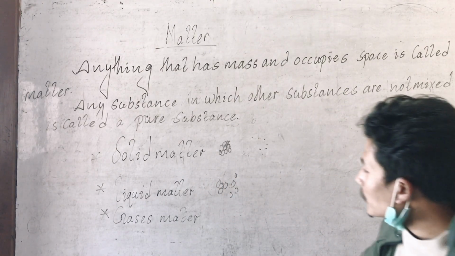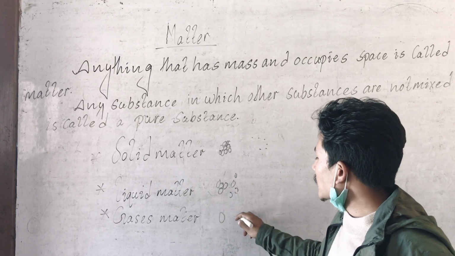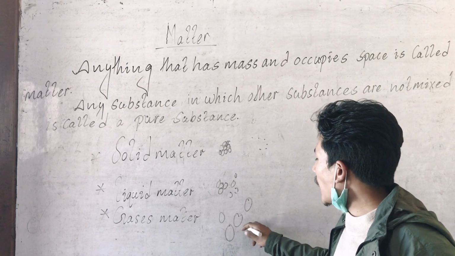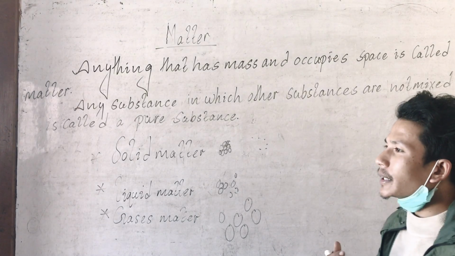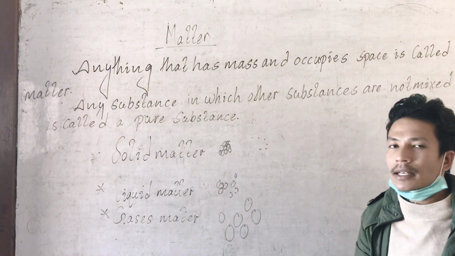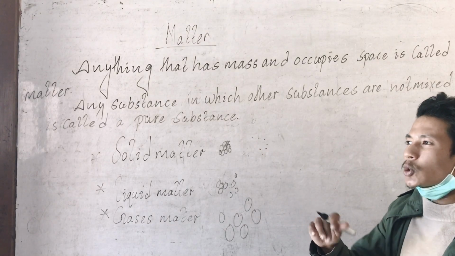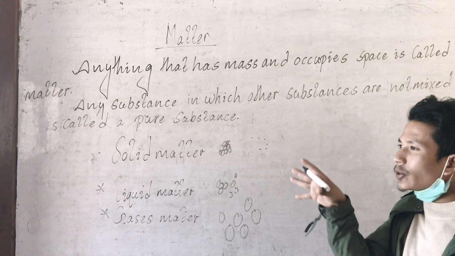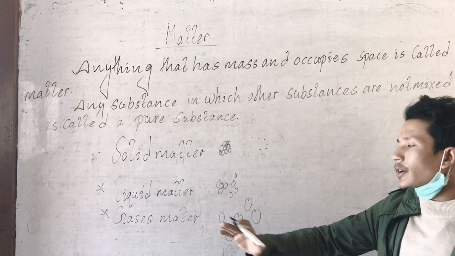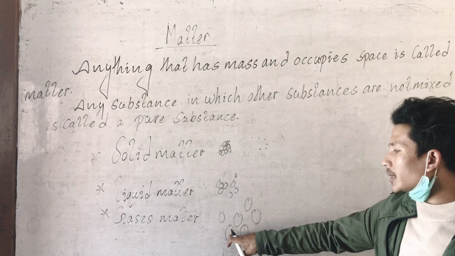Okay, another thing I want to say: you can easily move the solid from one place to another place. We can easily move this solid from one place to another place, am I right? Okay, the most important thing you need to understand is why solid matter is so hard. The molecules of this solid are tightly packed.